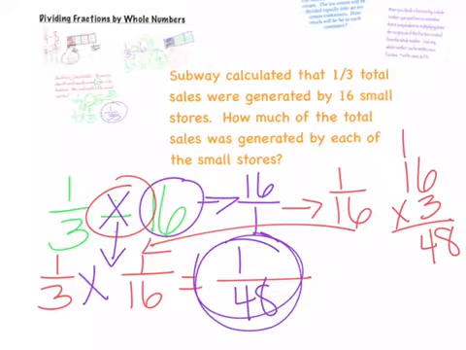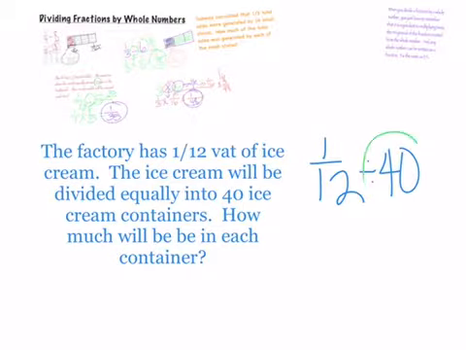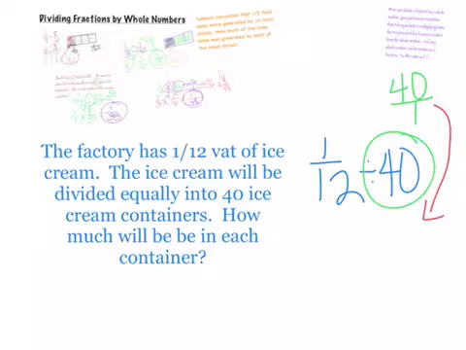Okay, let's try another one. This one says that the factory has a half a vat of ice cream. The ice cream will be divided equally into 40 ice cream containers. So how much will be in each container? Well, let's start it off. We've got 1/12, and we're going to divide it into 40. But remember, we want 40 to be in fractions, so that would be 40 over 1, but we have to do the reciprocal. So my reciprocal is going to be 1 over 40.